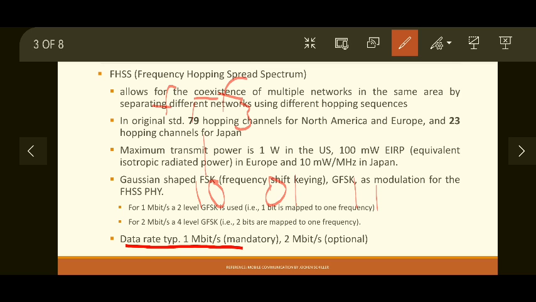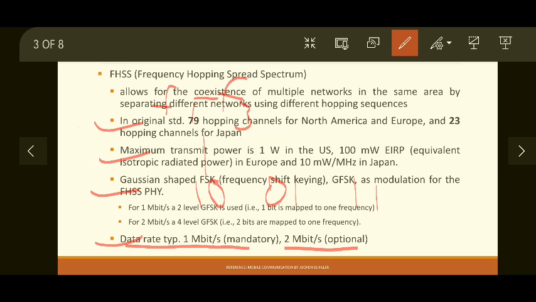So a data rate of 1 Mbps is mandatory. Anyone who wishes to implement a wireless LAN using FHSS technology has to provide a data rate of at least 1 Mbps, that is megabits per second, and if you want to transmit at a higher data rate, then 2 Mbps is optional. So this is regarding data rate, modulation, transmission power and number of hopping channels.